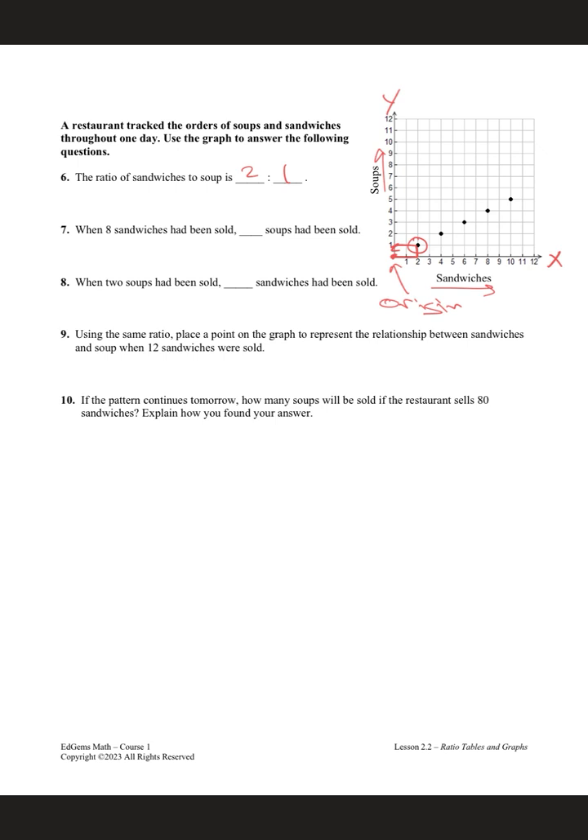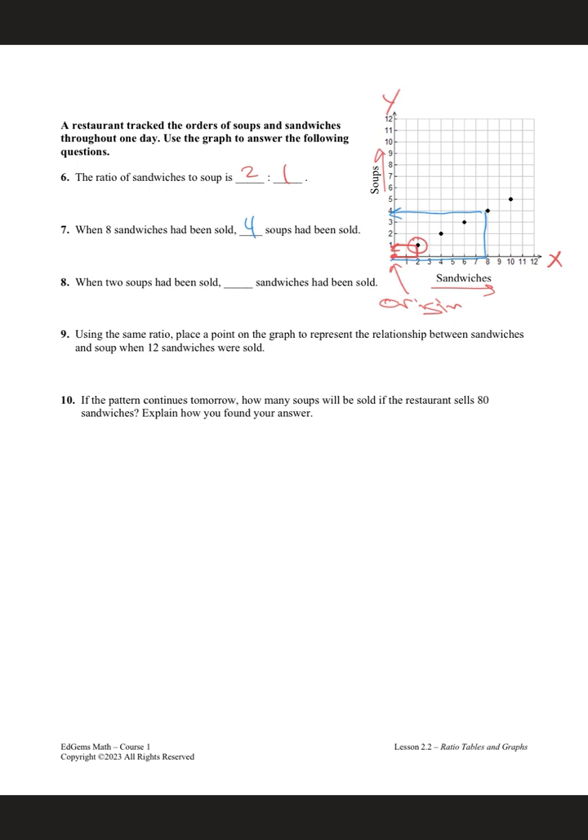For number 7, it says when 8 sandwiches had been sold, blank soups had been sold. From the origin, I'm going to go all the way over until I get to 8 sandwiches. Then I'm going to go up, and then I look to my left, and that tells me how many soups have been sold, which is 4.